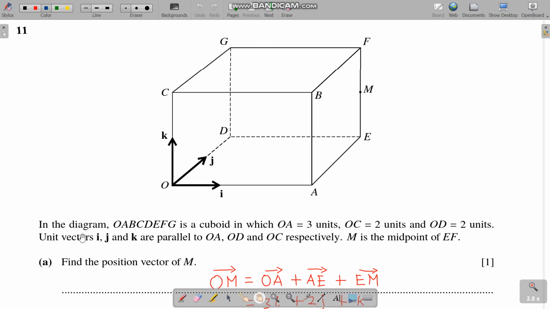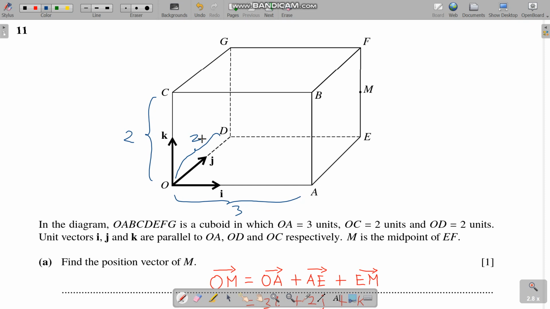Vectors. In the diagram, we have a cuboid. OA is 3 units, so just label everything so it's clear. OA is 3, OC is 2, and OD is 2. The I, J, K directions are according to the arrow.